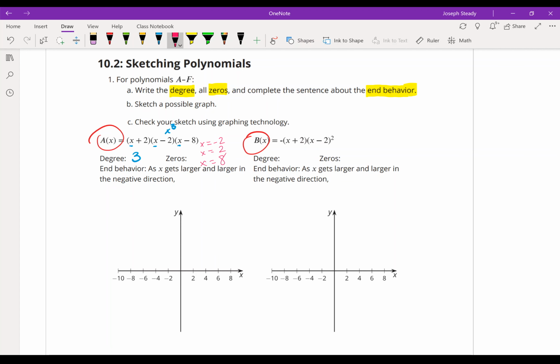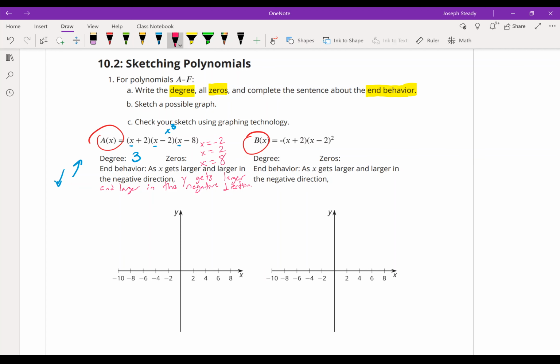Now for the end behavior, I want to point out one other thing. Remember, we have x to the third, so we have an odd degree, and we have an invisible 1 out front, so we have a positive leading coefficient. That means for an odd degree and a positive leading coefficient, our end behavior is going to look like this: down on the left, up on the right. So if I finish this sentence, as x gets larger and larger in the negative direction, y gets larger and larger in the negative direction as well. Remember, as we go off the left side of the graph, we also go down on this one.